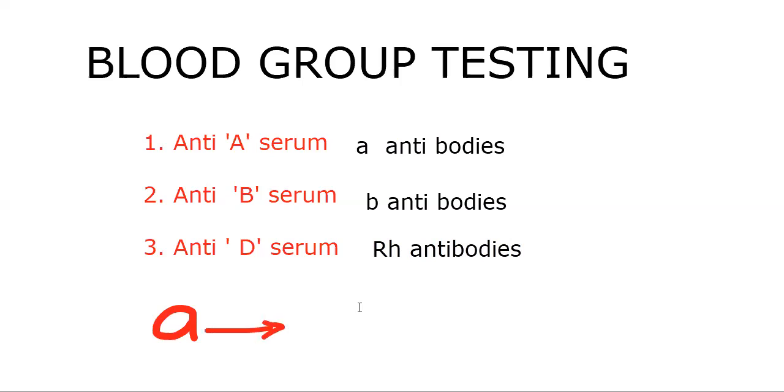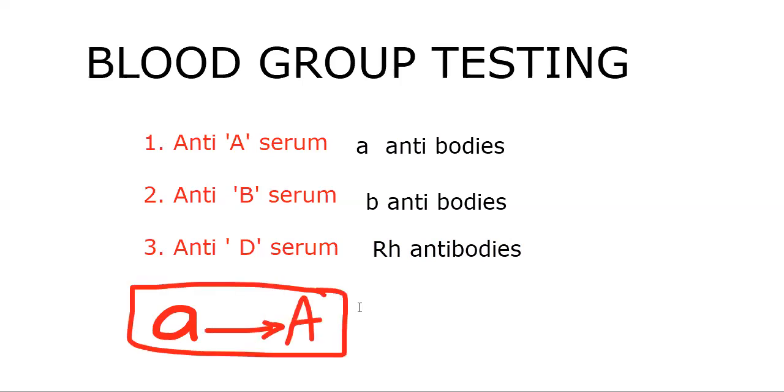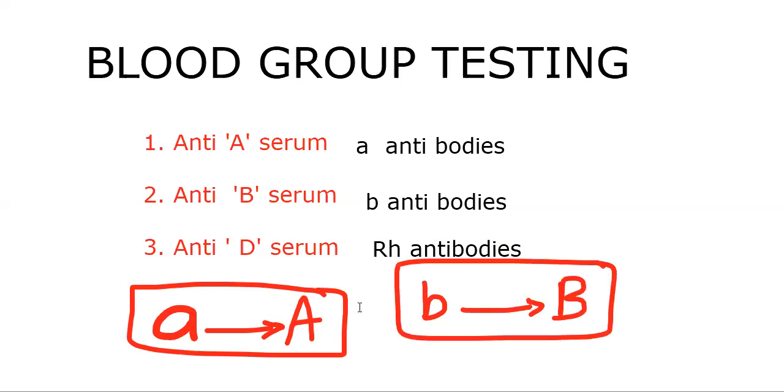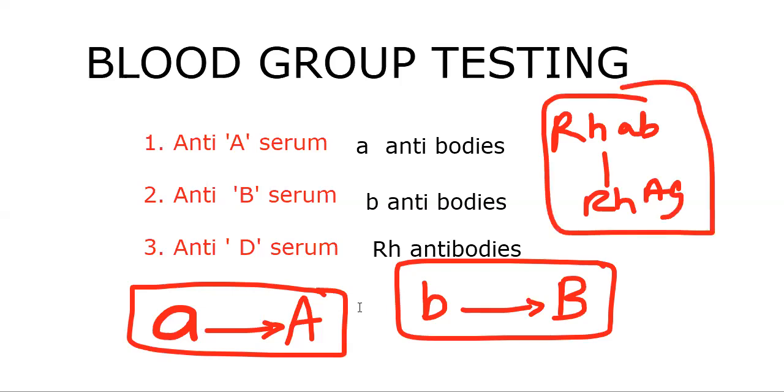That is a very important thing you have to remember. Antibodies we show in small letters, antigens we show in capital letters. B antibody can bind with B antigen. RH antibody can bind with RH antigen. These three things you have to remember.